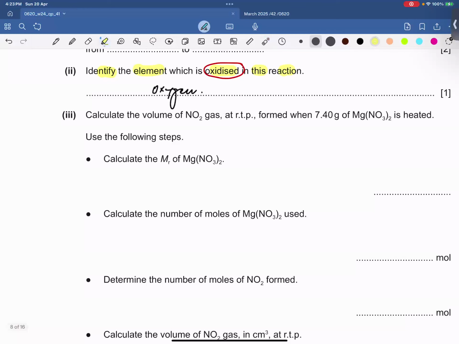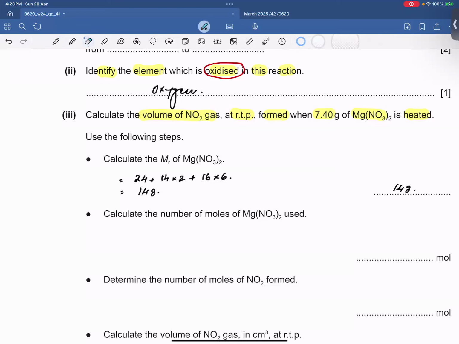Calculate the volume of NO2 gas at RTP formed when 7.40 gram of magnesium nitrate is heated. Okay. So first of all, let's find the Mr of magnesium nitrate. Magnesium is 24. Nitrogen is 14 times 2 plus oxygen is 16 times 6. So 24 plus 14 times 2 plus 16 times 6 is going to be 148.